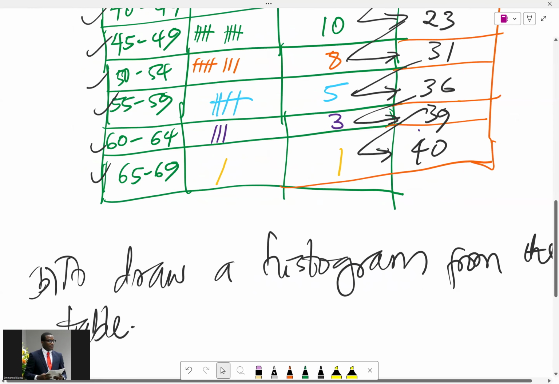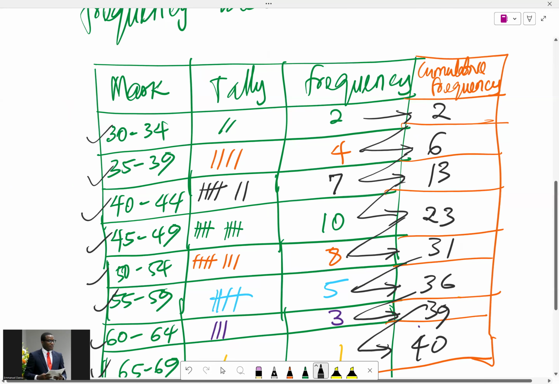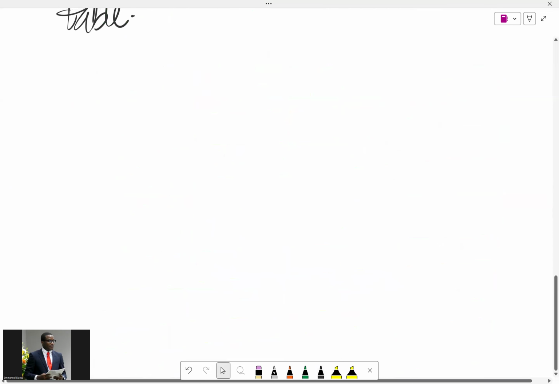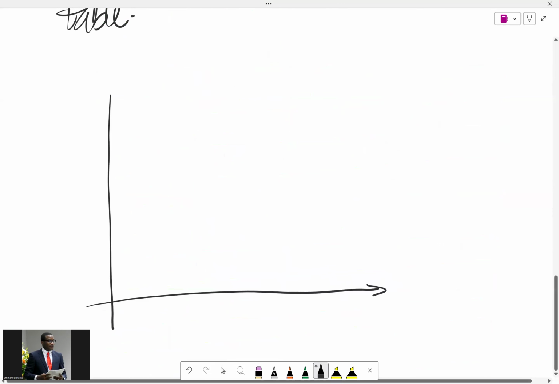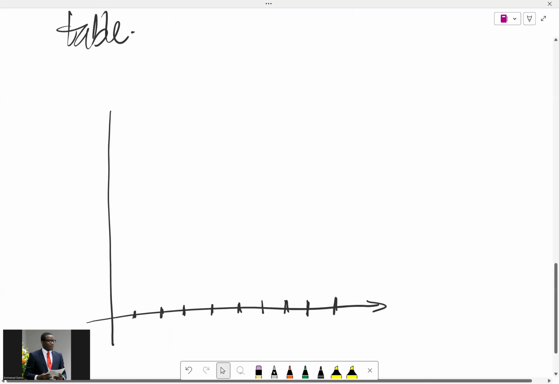And the biggest is 10. 45 to 49 is the biggest. So that can help us to know how far we need to go. So we can do this. So of course we need 8 groups now. And we can start, let's say we start from here. So we need 1, 2, 3, 4, 5, 6, 7, 8, because there are 8 intervals in all.